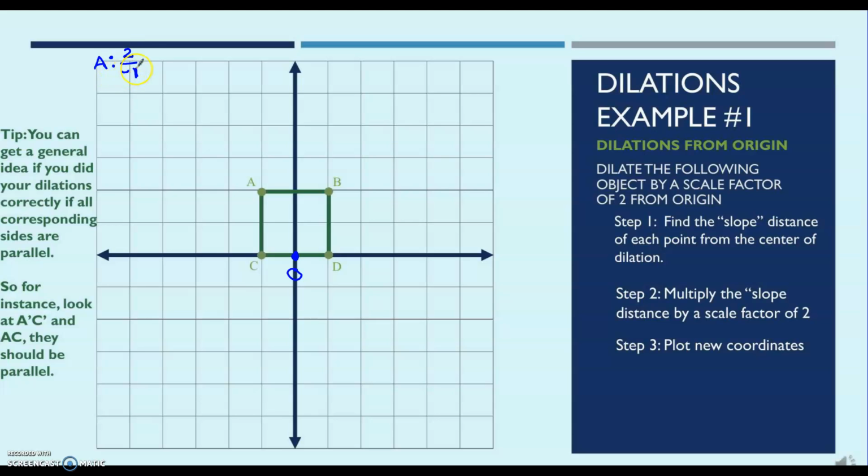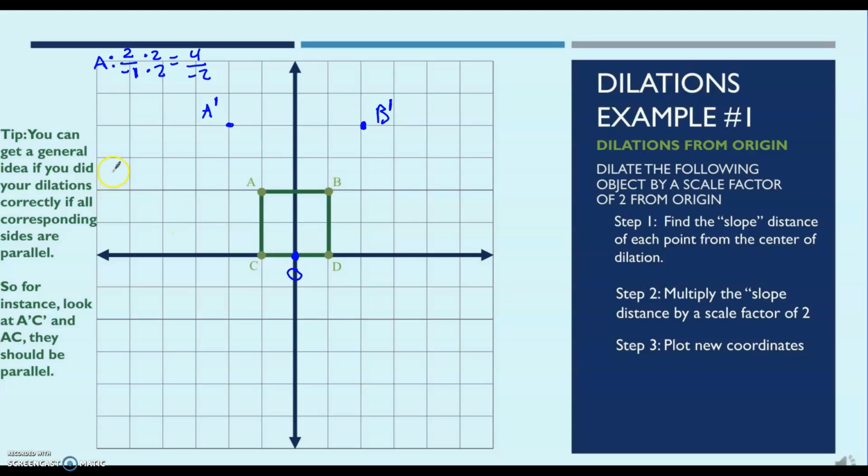So since I'm going left, that's negative. And now the only thing I have to do is just multiply the numerator and denominator by my scale factor of 2. So 2 times 2 is 4, and negative 1 times 2 is negative 2. So I go back to my center of dilation and I go up 1, 2, 3, 4, and then I go left 2 units. So that gives me point A prime. You want to repeat that process for point B, and that'll give you B prime here as well.